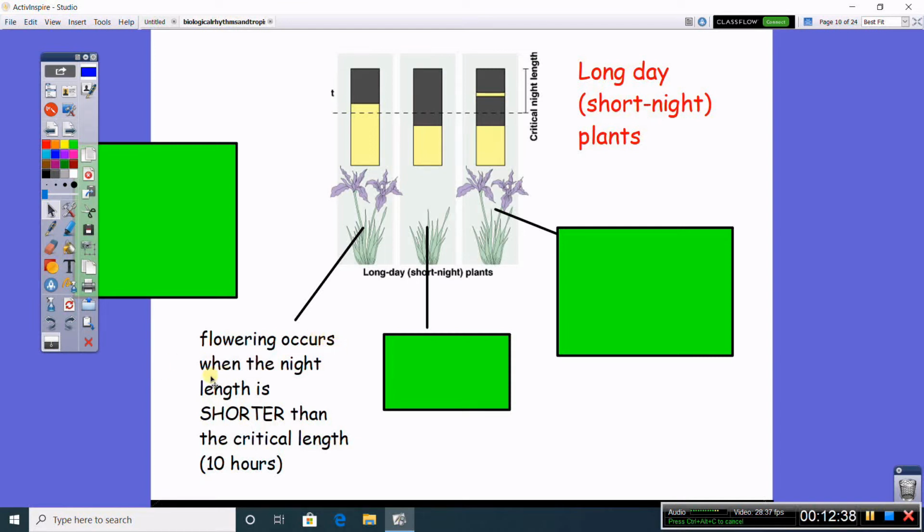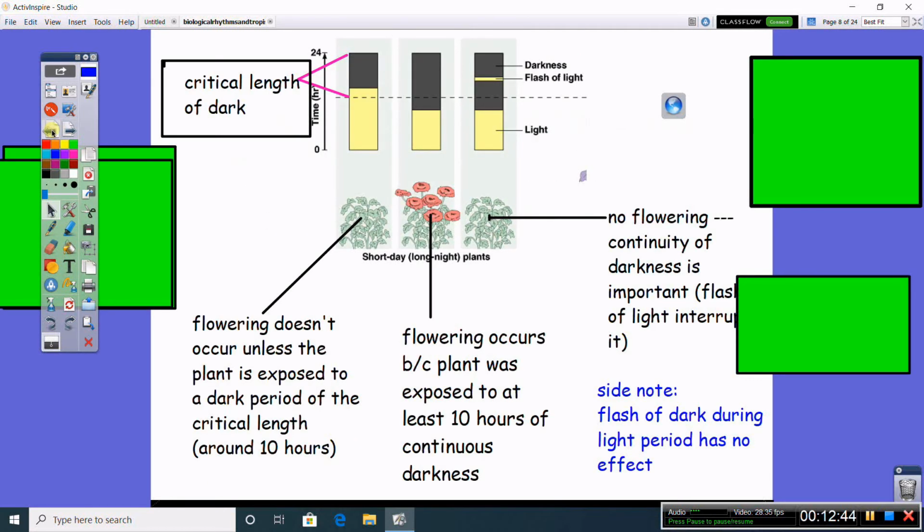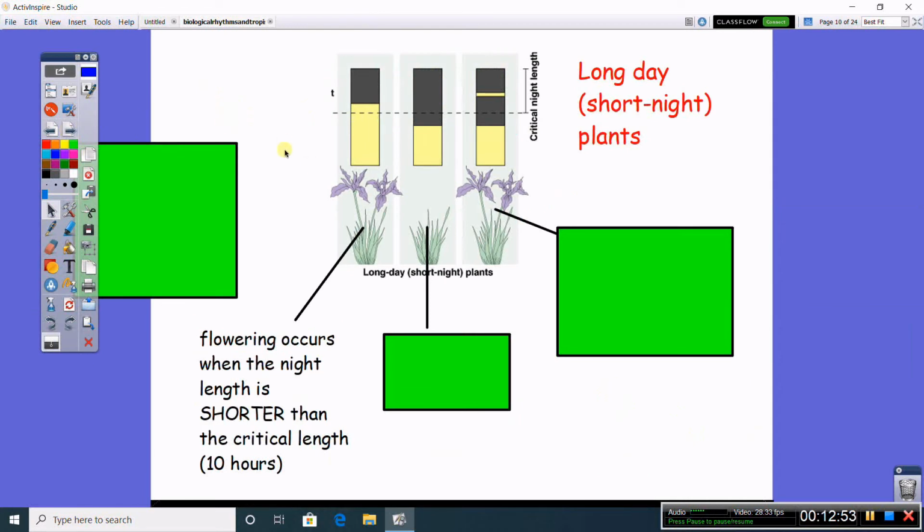So flowering occurs when the night length is shorter than the critical length. Remember, for our other plants, for long night, the critical length of darkness had to be greater than that critical length, not less than. Here, because this is a short night plant, the number of hours of continuous darkness has to be less than our critical length.